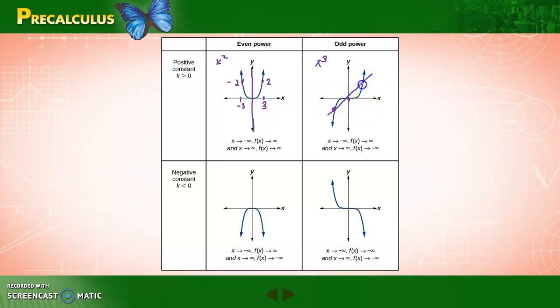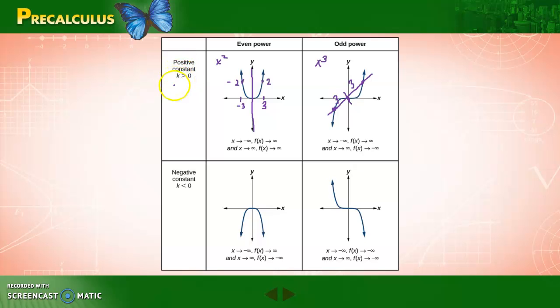So let's say that this point is 3 units away from the origin right here. Then this point over here will also be 3 units away from the origin. And that is what we call point symmetry about the origin. And this is true of our odd power functions. They have that point symmetry about the origin. Symmetry about the y-axis over here on even powers, and point symmetry about the origin over here with our odd powers. So these are what our even and odd functions look like when our positive constant k is greater than 0.